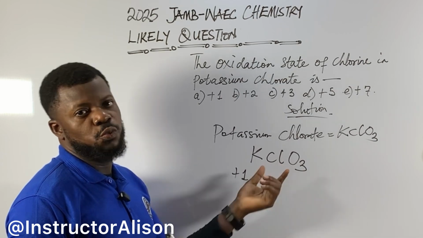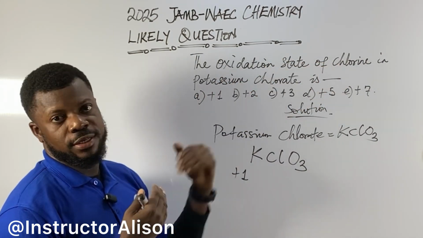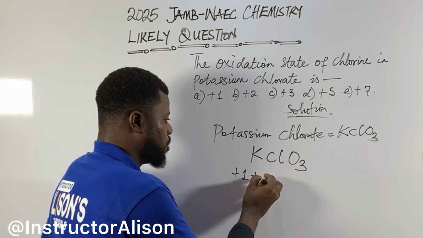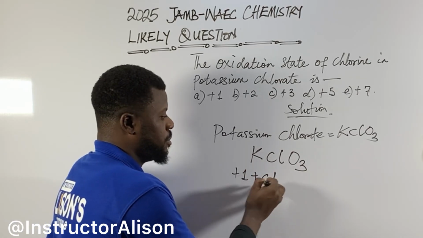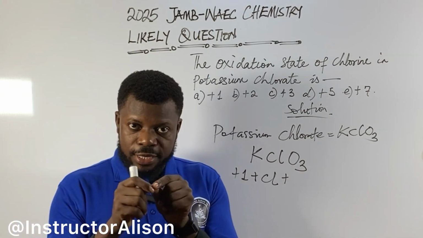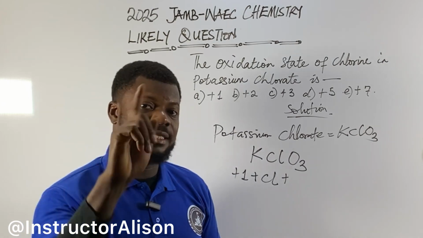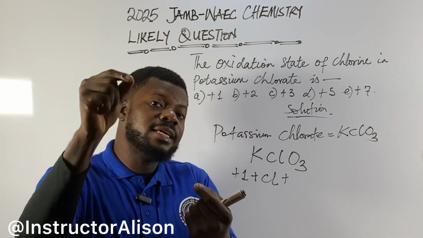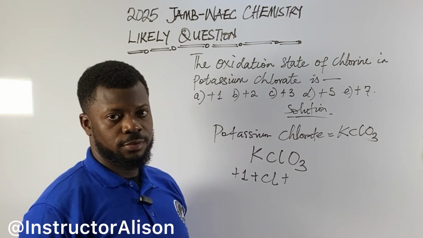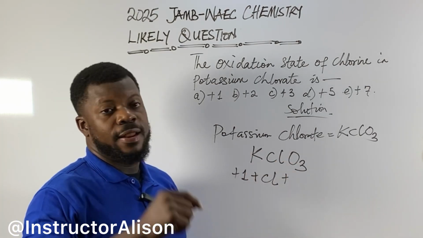What of chlorine? We don't know. So we just say the oxidation state of chlorine is Cl plus. What of oxygen? I want you to take note: the oxidation state of oxygen in most compounds is -2. For example, in this compound, the oxidation state of oxygen is -2.